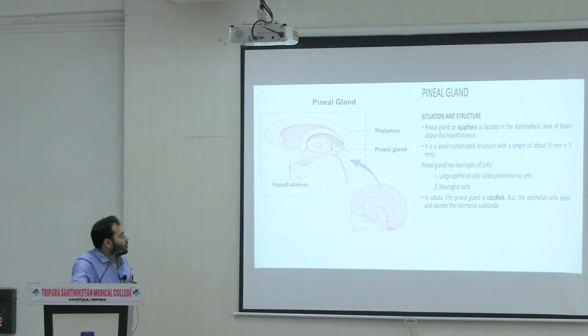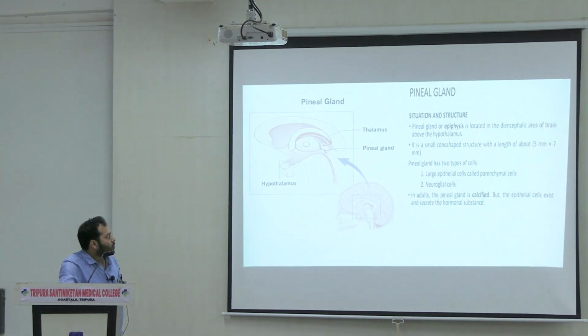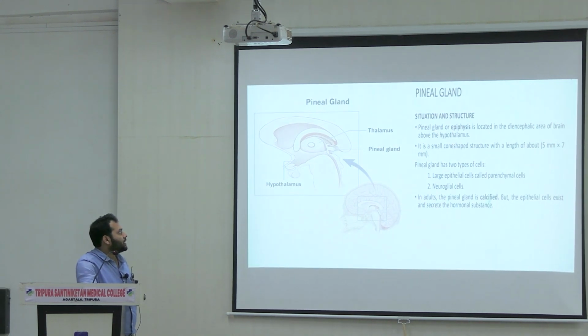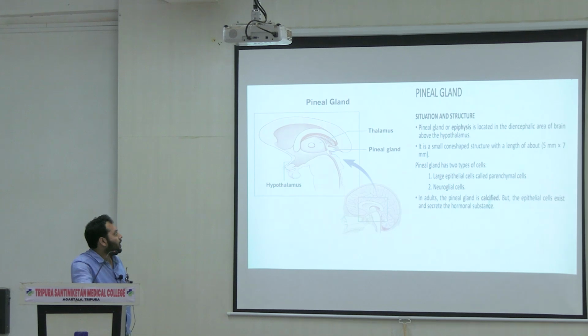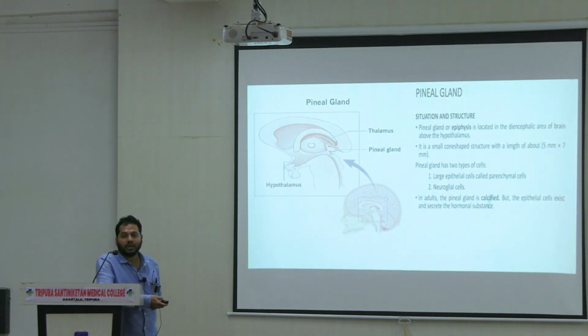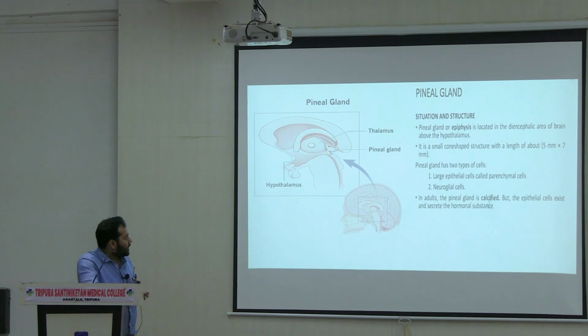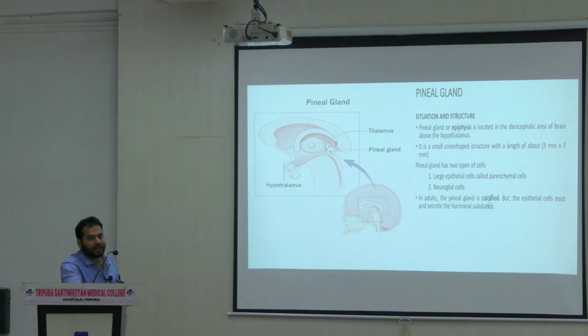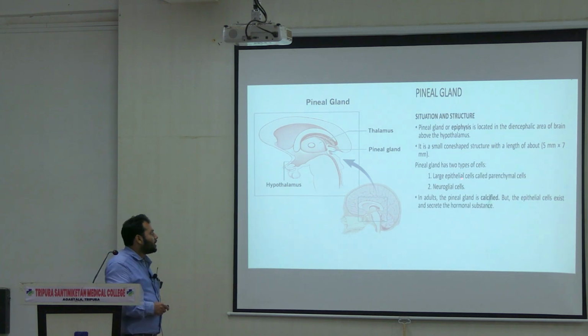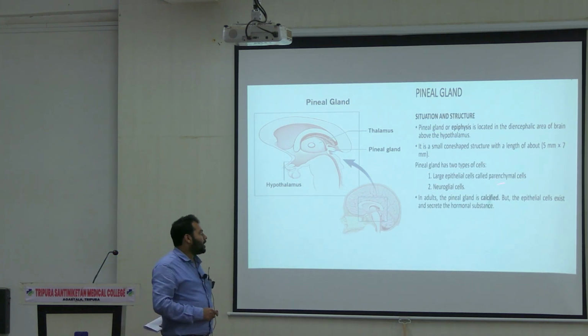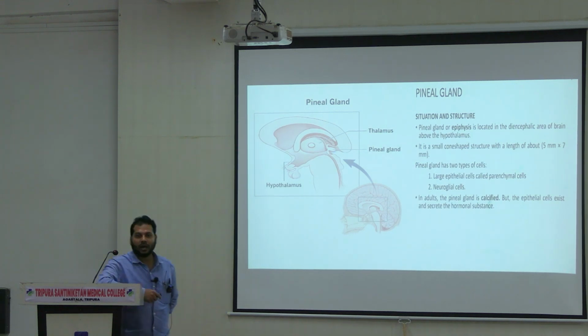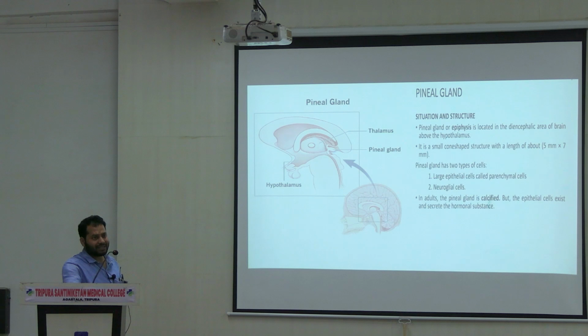See, the pineal gland, which is also known as the epiphysis, is located in the diencephalic area of the brain, above the hypothalamus. And if you see the shape of the pineal gland, it is a cone-shaped structure, and out of all the different types of endocrine glands, this is the second smallest endocrine gland. The most important cell types that make up the pineal gland are the large epithelial cells, also known as parenchymal cells, and some cells called neuroglial cells. This is just the basic structural features of the pineal gland.